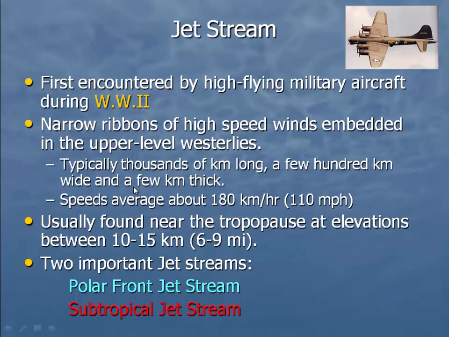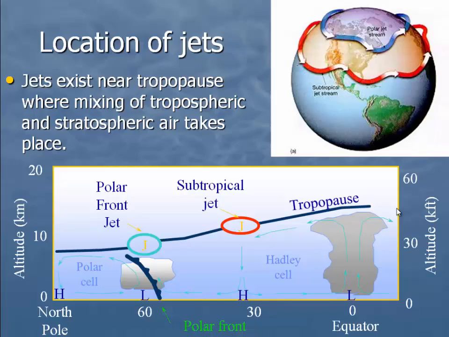The jet streams can average about 110 miles per hour, so they're very fast-moving winds at these upper levels, found between 6 and 9 miles off the surface or right at about the tropopause. And we see 2 important jet streams in each hemisphere for a total of 4 jet streams in the Earth climate system. We have 2 polar front jets and 2 subtropical jet streams, which I show right here in this image in the upper right. The subtropical jet stream is found at about 30 north and 30 south. We have a polar jet stream that's found at about 60 north and 60 south.